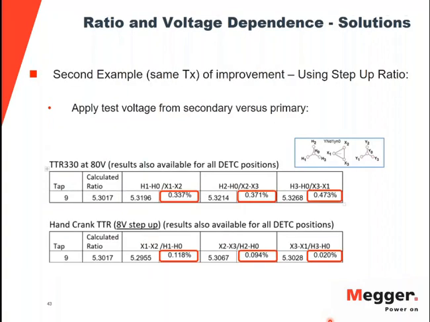The same transformer, if I were to use an 8 volt test voltage but try to do the test from the secondary side, same exact transformer, you would notice that my error is well within that 0.5% criteria. So there are different things you can try. If you ever run into a transformer that is voltage dependent, you can either apply phase-to-phase voltage, try to energize the secondary winding, or try to energize the winding that is closest to the core.